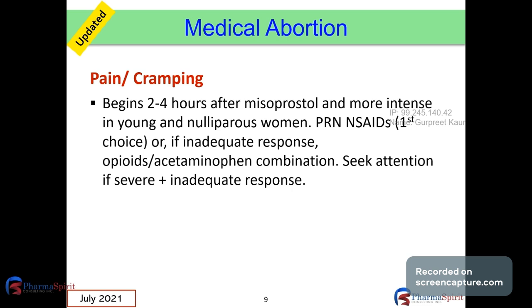Please take note that young females and females who have never given birth before, like nulliparous women, have higher analgesic needs, so they need to take more analgesic to control the pain and the cramping. If the female has severe pain that is not controlled by analgesics, this pain may indicate an infection, and in this case, the female should seek medical attention immediately.